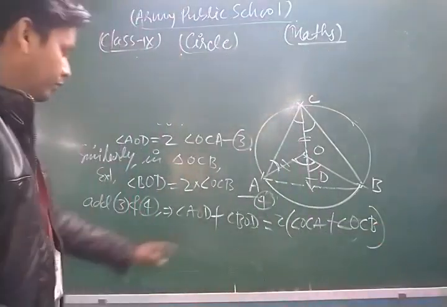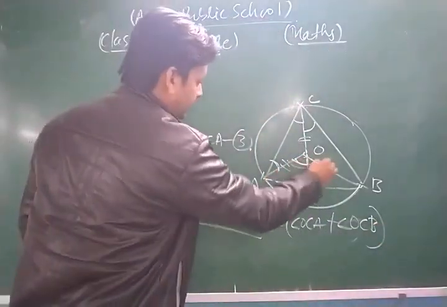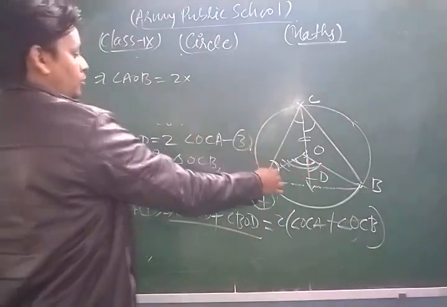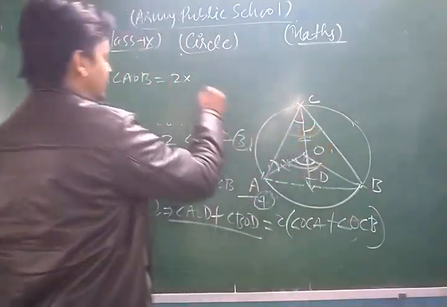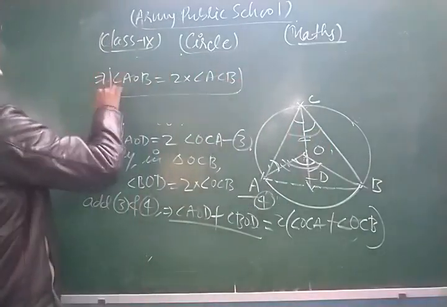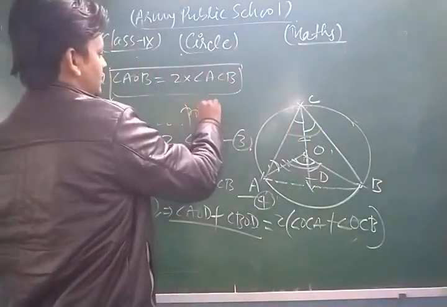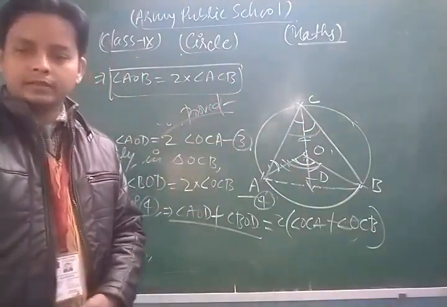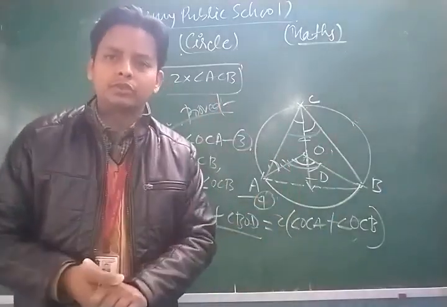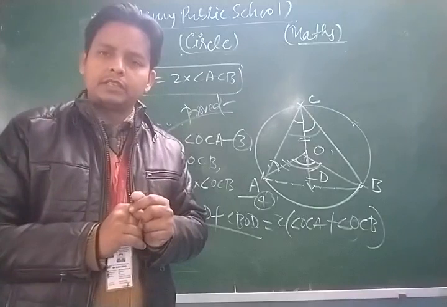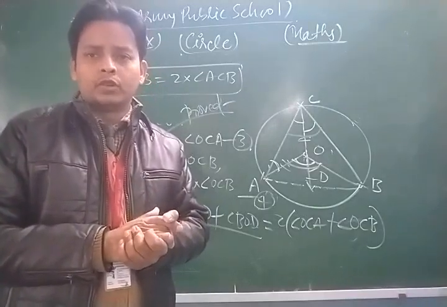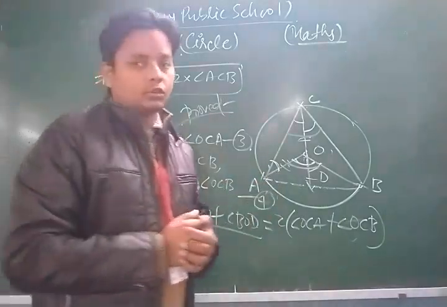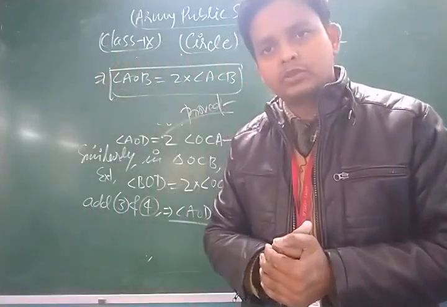Now from the figure, dear students, angle AOD plus angle BOD is angle AOB, which is equal to 2 times angle OCA plus angle OCB, and that is angle ACB. Hence proved. So dear students, in this way you can prove that theorem. This is one of the most important theorems of your syllabus. Please do more and more practice of this type of questions. After that you can prove each and every theorem based on this topic, and also solve all the questions of your NCERT exercise based on this theorem.